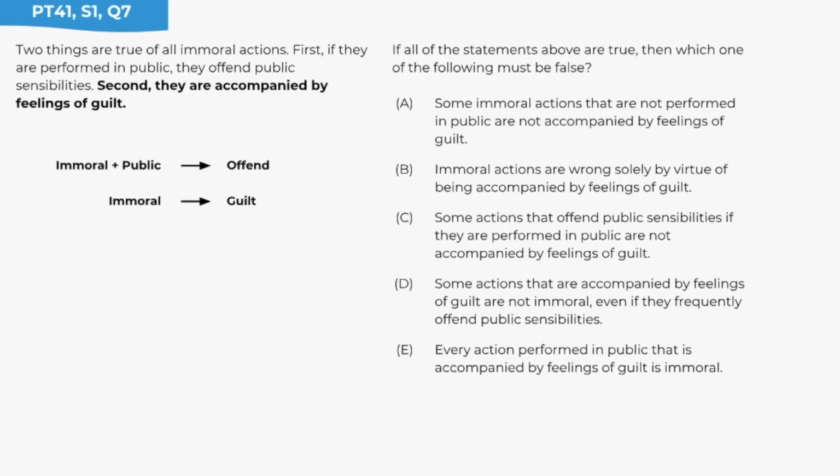Answer choice A says that some immoral actions that are not performed in public are not accompanied by feelings of guilt. So these are immoral actions. We have not met the trigger of the first rule, but we have met the trigger of the second rule. They are not performed in public, so the first rule is no longer being considered. If this is going to break one of the two rules, it'll be the second rule. They are not accompanied by feelings of guilt. We know that all immoral actions, regardless of whether they're performed in public or not, are accompanied by feelings of guilt. So answer choice A contradicts the second relationship. Let's hold on to it and see if anything else also looks good.